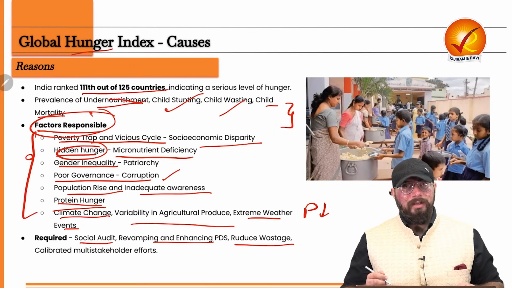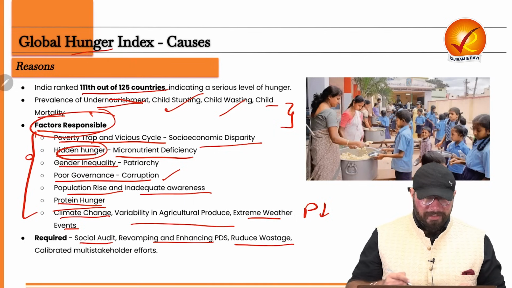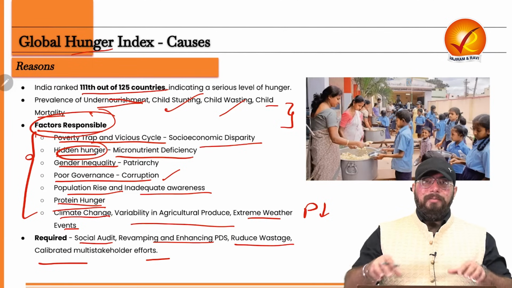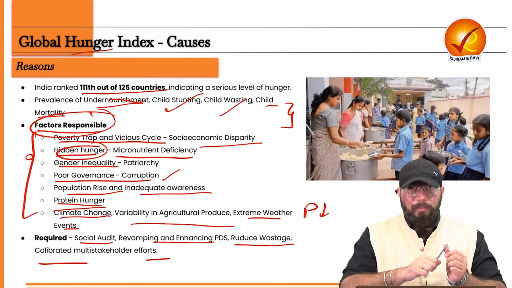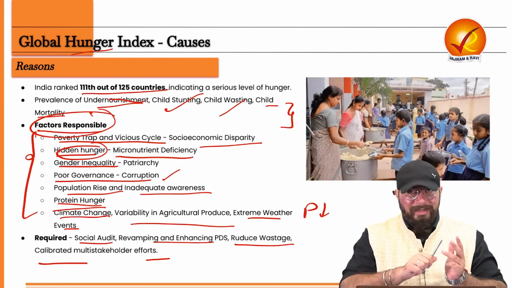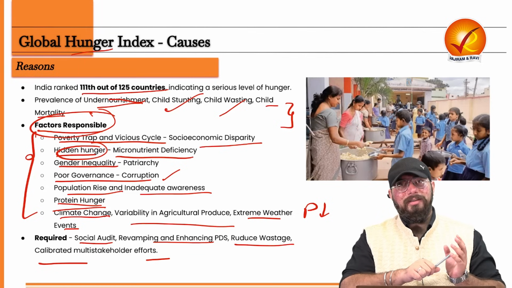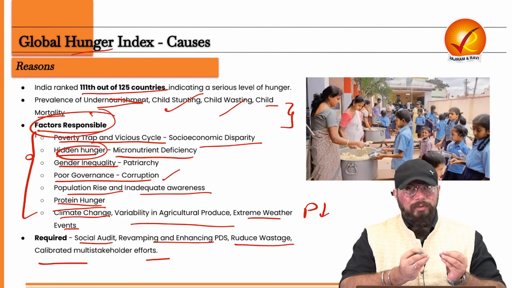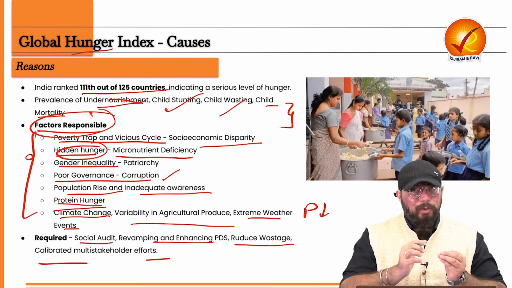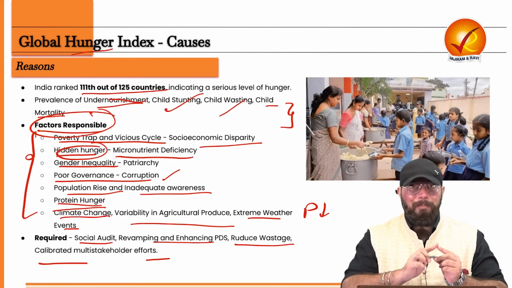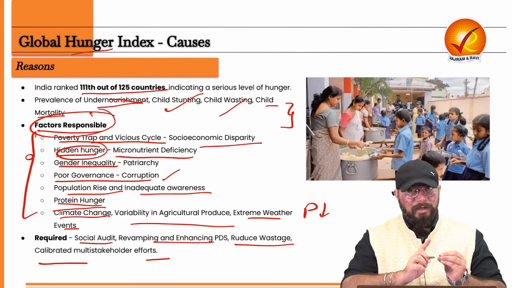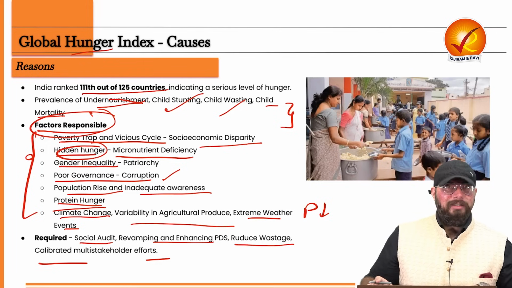Reduce wastage of food. Of course, it's a very important step which needs to be taken. And a calibrated multi-stakeholder approach. Multi-stakeholder means your general public, government, bureaucracy, your teachers, all the stakeholders which are there. They need to collaborate amongst themselves. They need to form, I would say, a unity amongst themselves in order to implement the schemes very properly. Because if implementation of schemes related to reduction of hunger is proper, obviously the problem of hunger will be solved.